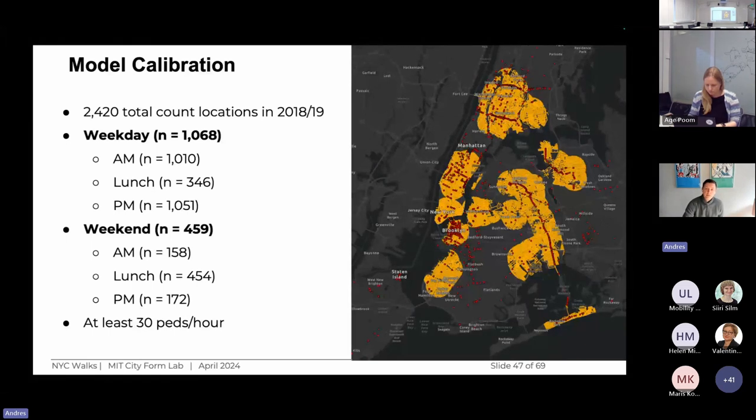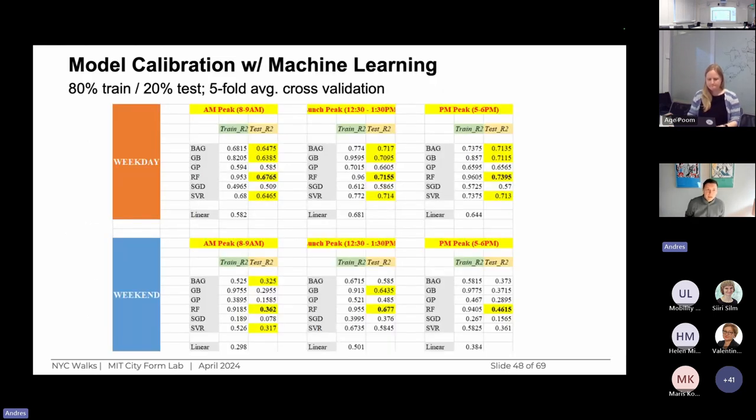to estimate pedestrian flows. So effectively, we use this count data as the ground truth that we try to explain with the estimated flows and use statistical modeling to put coefficients and estimated values in front of each type of pedestrian flow so that we better or best match the actual observed distribution of flows at the count locations. Here are the calibration results.